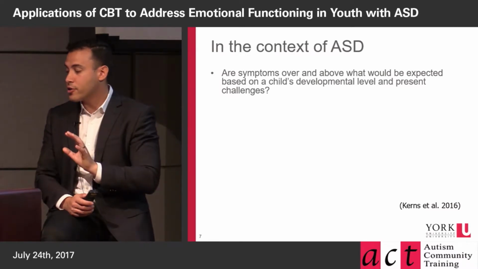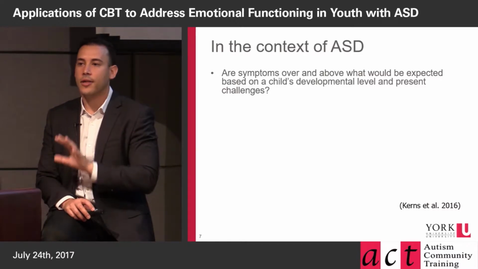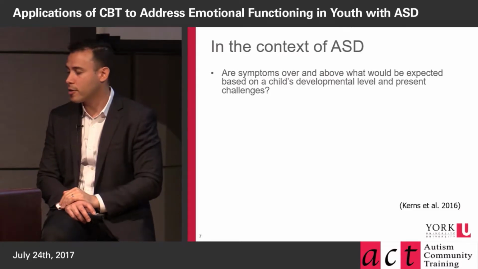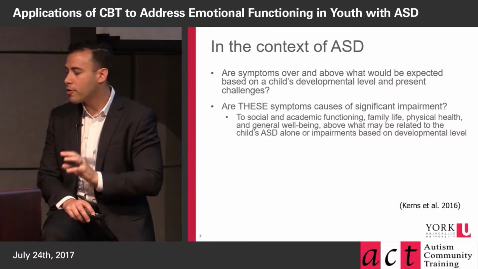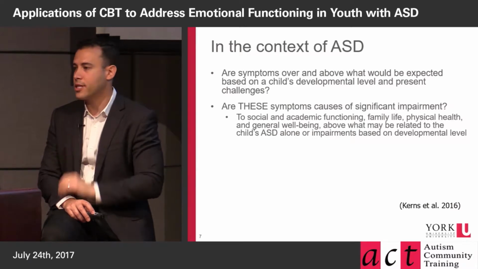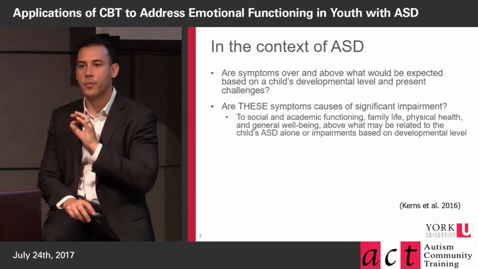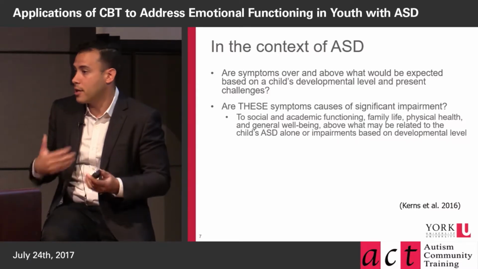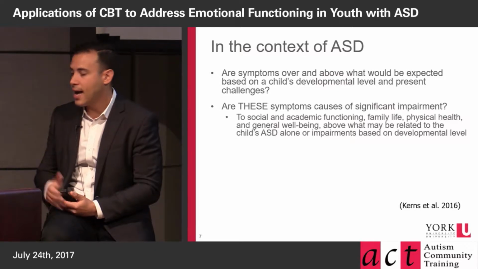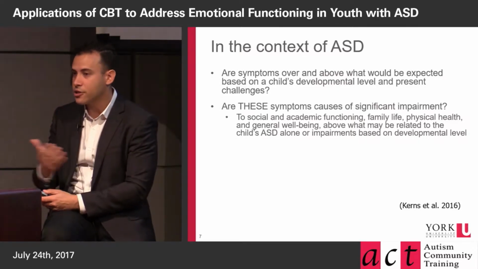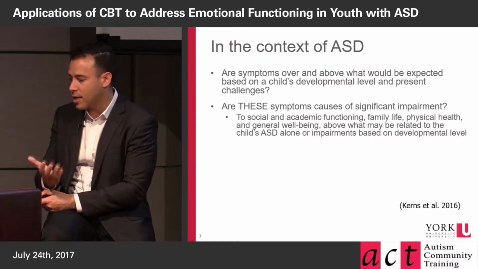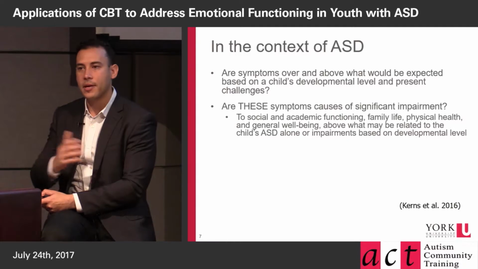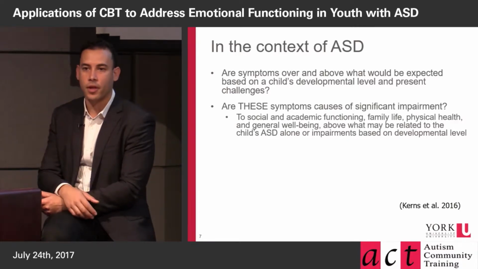So you have to ask yourself, are there symptoms in this child that are over and above what we would expect based on their developmental level and their current challenges? Are those the symptoms that are associated with impairment? What kind of impairments are coming from those symptoms, as opposed to the typical symptoms that person has, the symptoms of autism, right? How does it affect their social functioning in addition to the challenges they already have? Academic functioning, family life, the list goes on and on, okay? How might that be over and above the challenges they have with their developmental level?